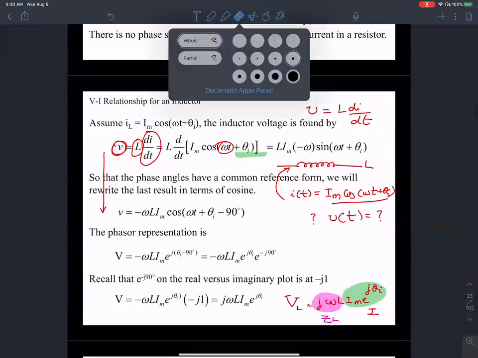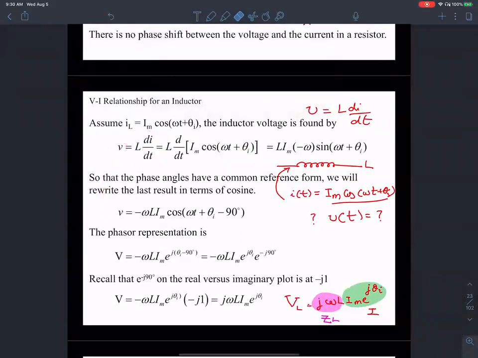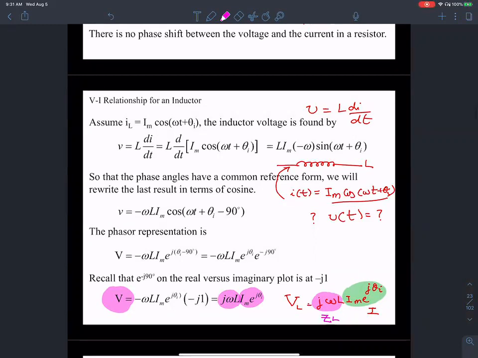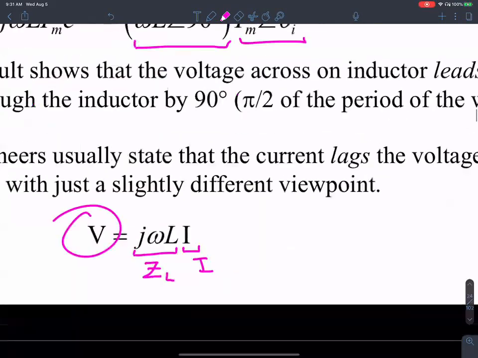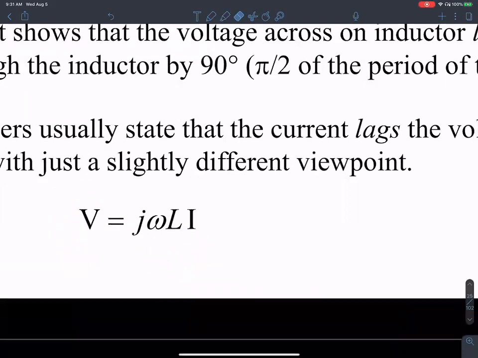All you want to remember is, let me restate this. In frequency domain, the impedance, or the voltage across an inductance, is given by j omega L times Im e to the j theta I. e to the j theta I is your I, the applied current. So what happens to the voltage? What's the voltage of an inductor when you apply a sinusoidal current? The voltage across an inductance is j omega L, so this represents ZL times the applied current.